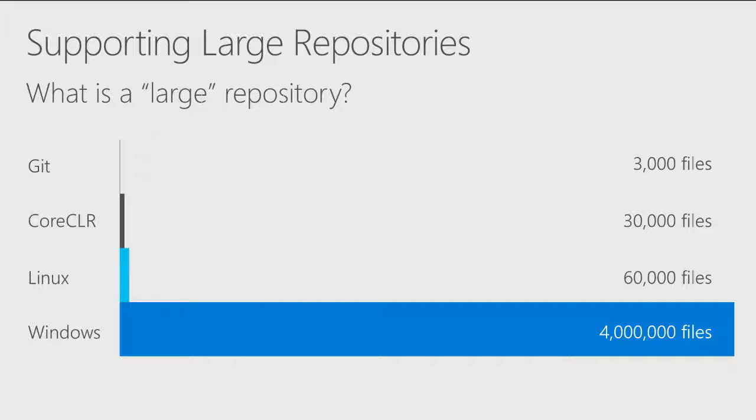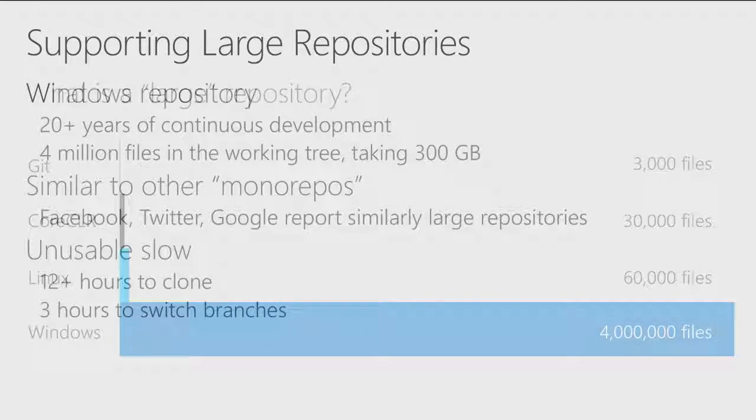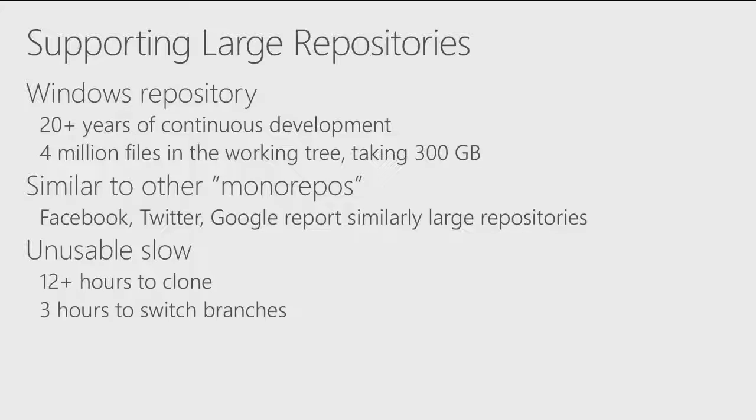It's got about 4 million files. It takes 4 million files of source code and build tools to make up the ISO that you get. And you know, the last time you downloaded a Windows ISO, it was not small. So you can imagine that the repository that builds it is also not small. It's about 300 gigabytes. That's 20 years of continuous development history.